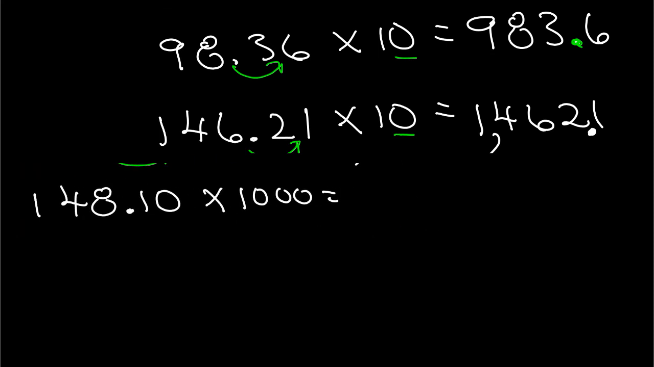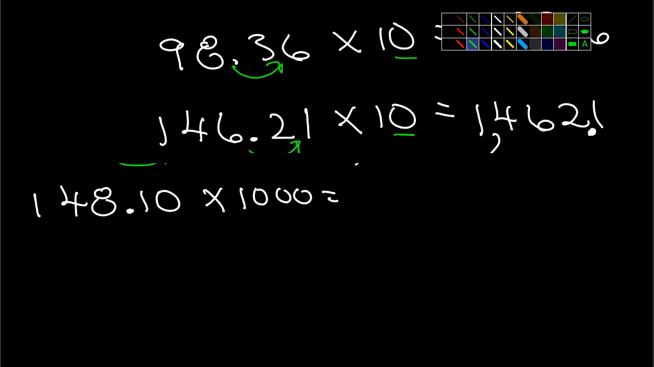Okay? So she asked, what if it's 148.10 times 1,000? So the same rules apply. So Miss Maldonado, it's a great question. How many zeros do you see? 3. So that would mean we move the decimal how many places? 3. Okay. But we don't have 3 places to move it. So 1, 4, 8. You have to move it 1, 2, 3 places.